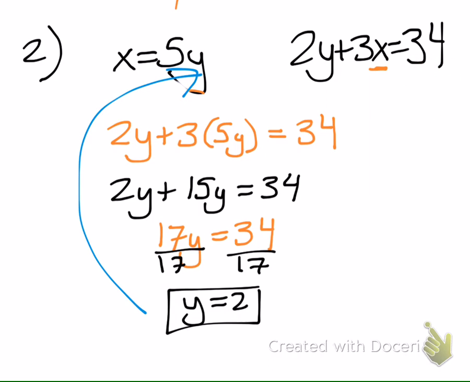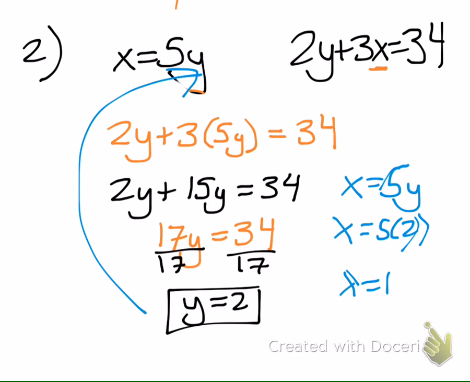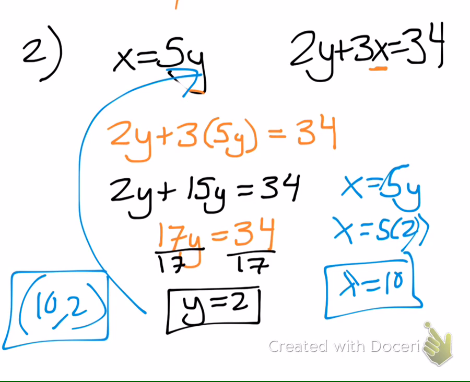Yeah. So now you know x is equal to 5 times whatever y is. That's what this problem says. So x is equal to 5 times 2. Then x is equal to 10. So you can write it like that, or as an ordered pair like that. Either way is appropriate. Any questions with that?